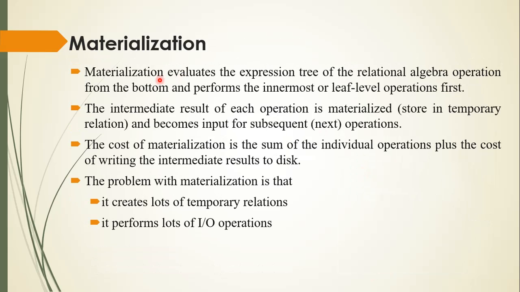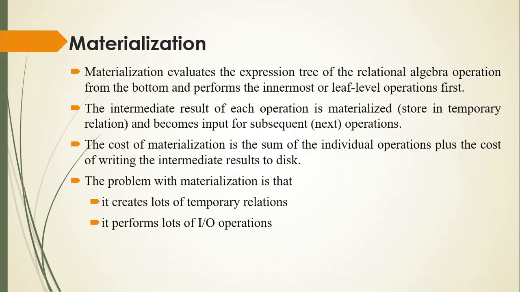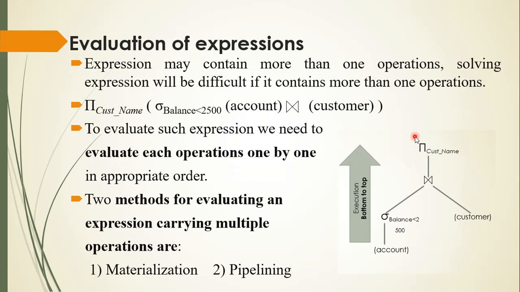So remember this, in materialization, the relational algebra operations go from bottom to up, and they perform the innermost or leaf level operation first. So this is the leaf level operation, so this is performed first, then this, and then this. Bottom to up, remember this. The intermediate result of each operation is materialized, stored in a temporary relation, and becomes input for subsequent operations. So they perform leaf level first, then intermediate results, and finally they perform at the root.